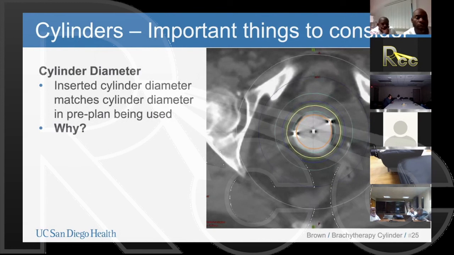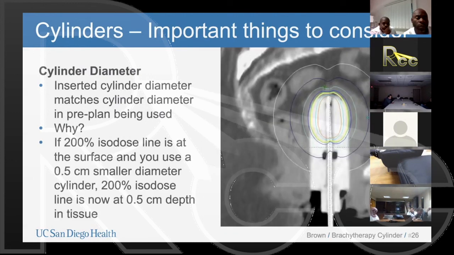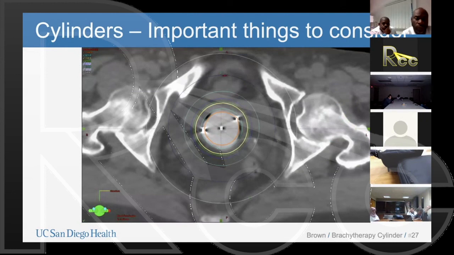And this is just the same point about cylinder diameter. Very, very important that we use the correct cylinder diameter. If we get the wrong one, and we're using a pre-plan, then we get a suboptimal plan. And this is the same description that I talked about earlier. And I think that's it.